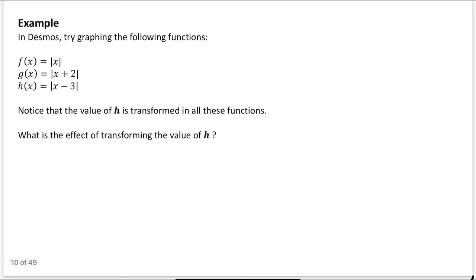So now let's try graphing these three functions in Desmos. Let's graph the absolute value of x, the absolute value of x plus 2, and the absolute value of x minus 3.